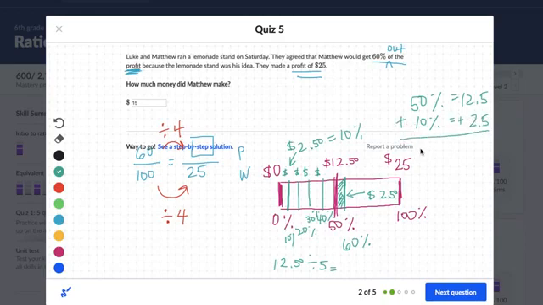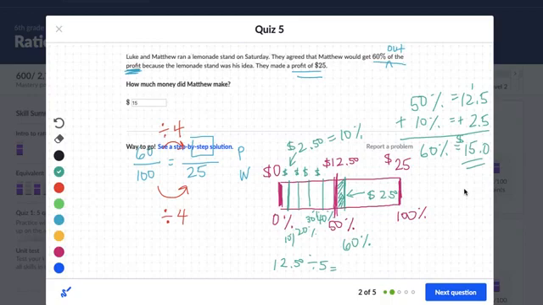So we have to do a little bit of investigation to get to that 60%. We had to work backwards to find out what 10% was by dividing into those 5 pieces. 10%, 20%, 30%, 40%, 50%. And then when we add them together, we get $15. Okay?